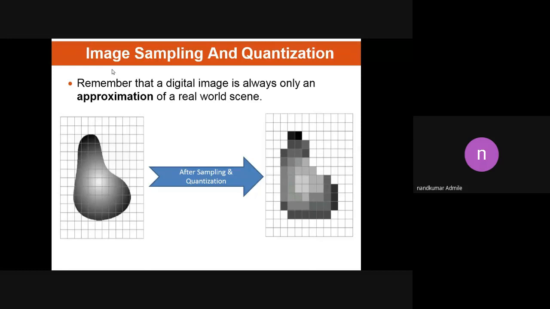Okay, so this is the concept of image sampling and quantization. We can also justify how the intensity is kept as it is. If we observe the top and bottom part, we can get the idea. The top part and bottom part have the same intensity.